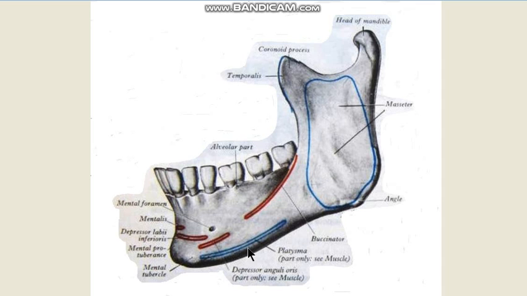And on the lower border of this body of the mandible, you have the attachment of the investing layer of the deep cervical fascia, which after being attached along the lower border of the mandible splits on the inside to enclose the submandibular salivary gland.